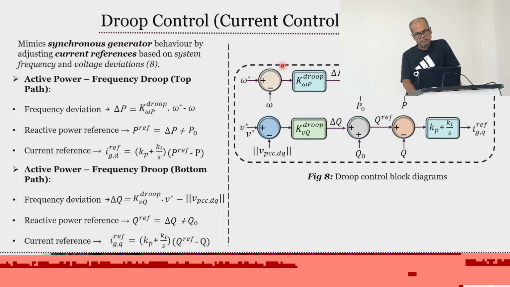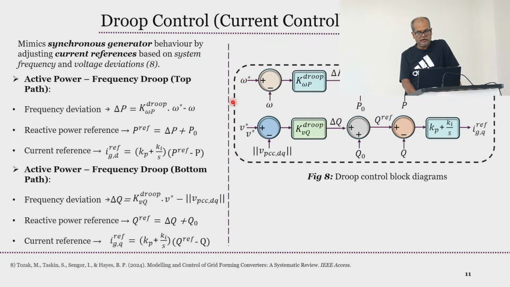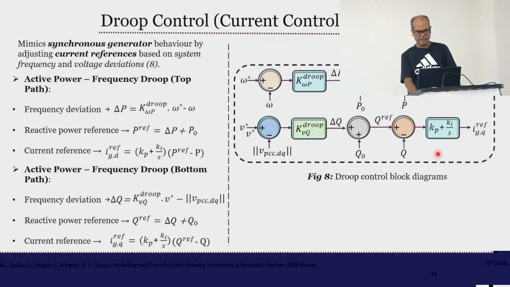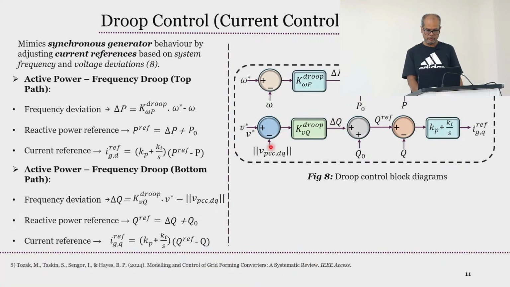Then again, you have that reference, you measure from that, and you will find whatever change in that signal that's coming with the measured power, and that's how you produce the reference frequency for your inner current control. Again, here we are using the same PI that I have shown previously. So the only difference here is that you are using droop for that power sharing purpose.